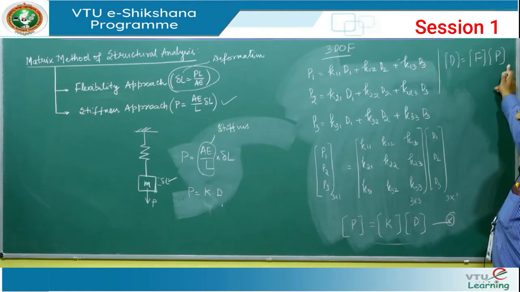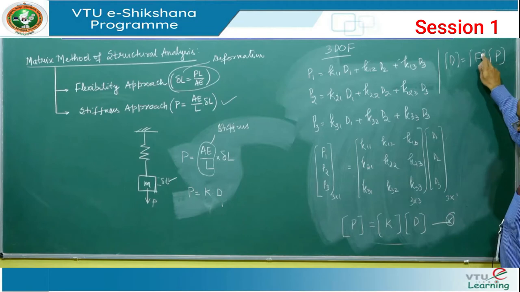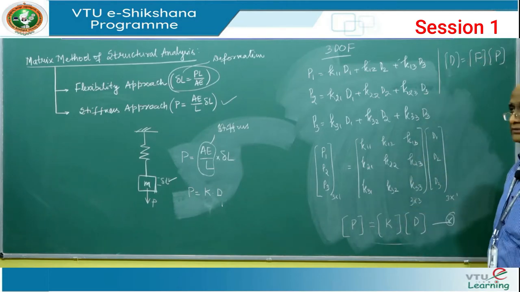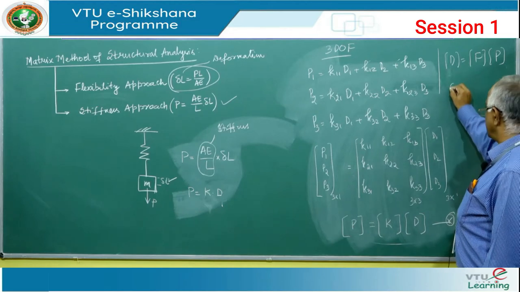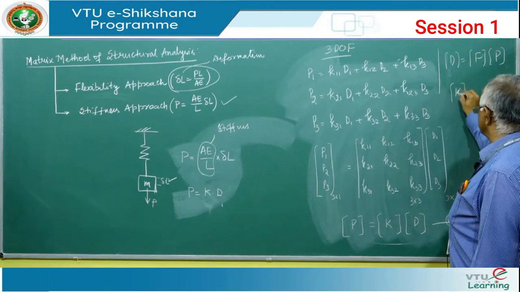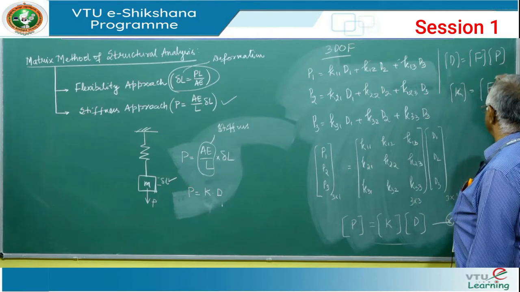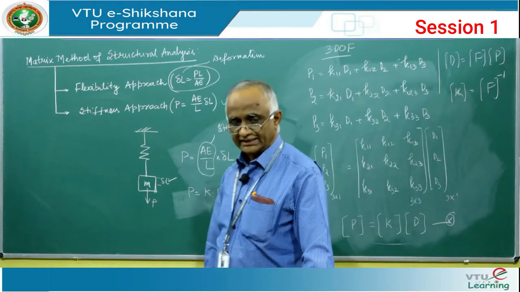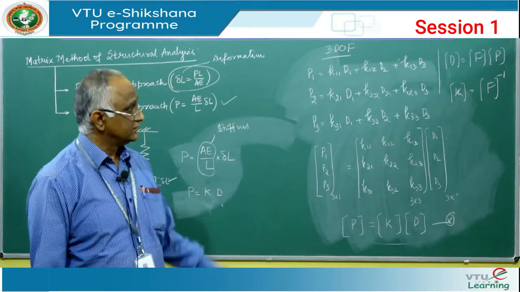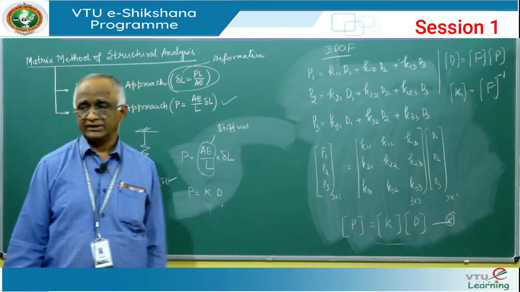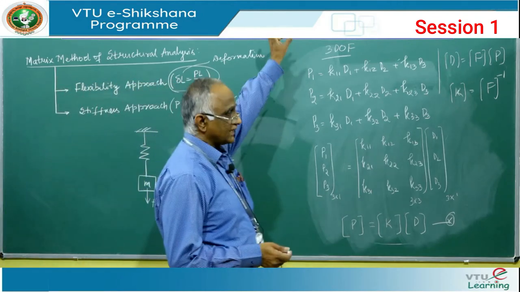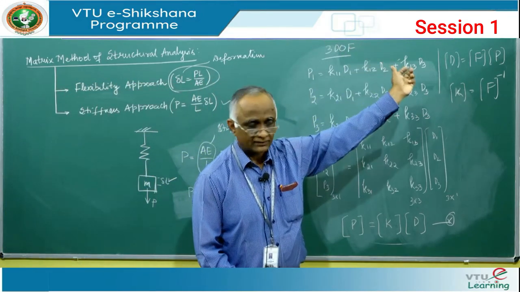P and D are exchanged at the same time, this becomes reversed K. Now what will be the relation between K and F now? Can you arrive at it? Is it K is equal to F or what it is now? K is equal to matrix F inverse. So 1 by K is F or F is equal to 1 by K or K is equal to 1 by F. So only the coefficient, we call them as flexibility coefficient in the case of flexibility approach.